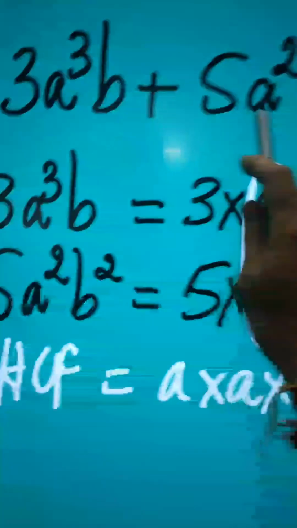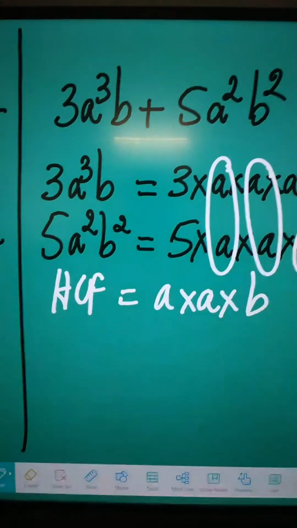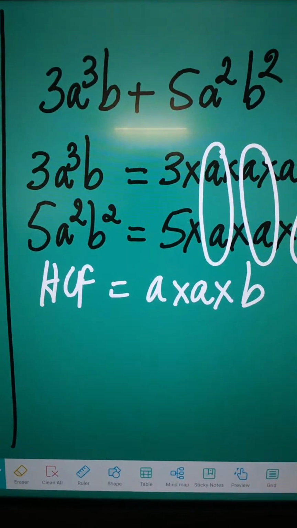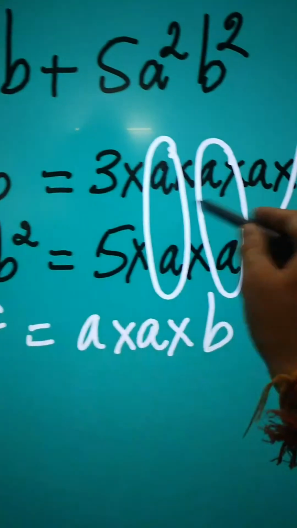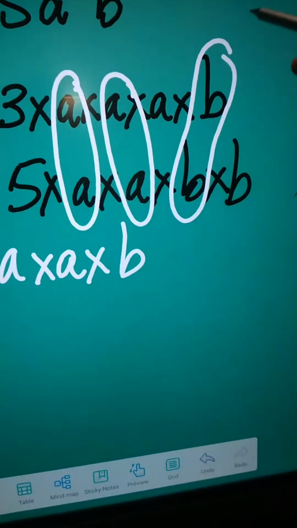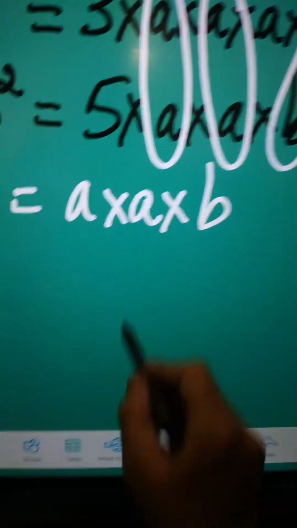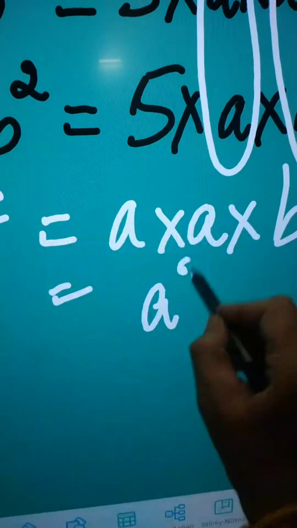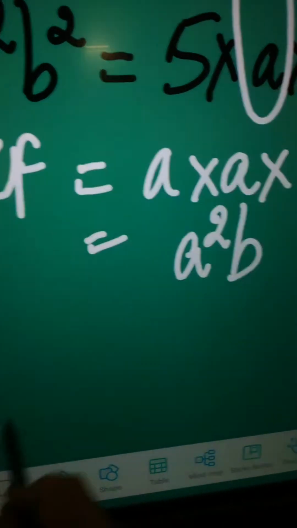I have written 2 here, but it could be more. First you find the HCF of both by taking the highest common factor. So this is what we have done. Now this a is common, this a is common, and b is common. So the HCF becomes a square b. This is the HCF of the expression.